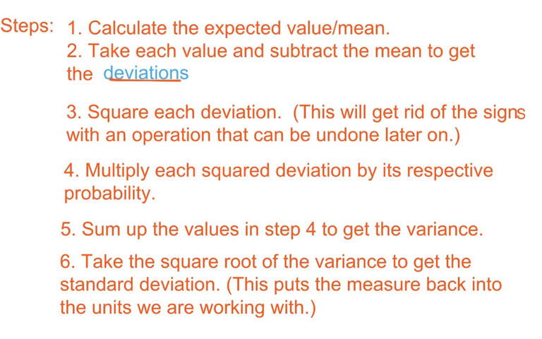Remember, deviation is x minus mu. Then you're going to square each deviation. Remember how we talked about in class, this will get rid of the signs with an operation that can be undone later on. Absolute value is absolutely out of the question because that changes the definition of the number, and taking the absolute value of a number can never be undone. Number 4, you're going to multiply each squared deviation, so x minus mu squared, by its respective probability.